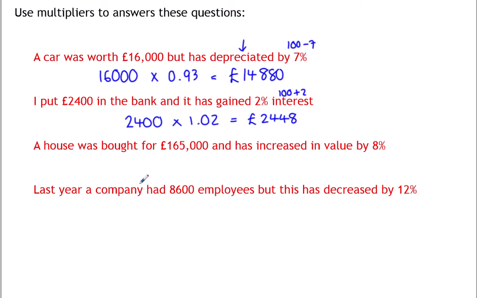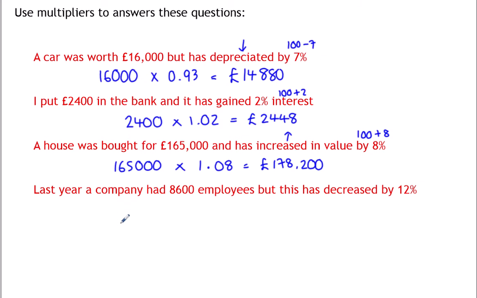The third one, a house was bought for 165,000. So let's put the original value there. It's increased, so we're adding. 100 plus 8 is 108. As a decimal, that's 1.08. So 165,000 times 1.08 is 178,200.